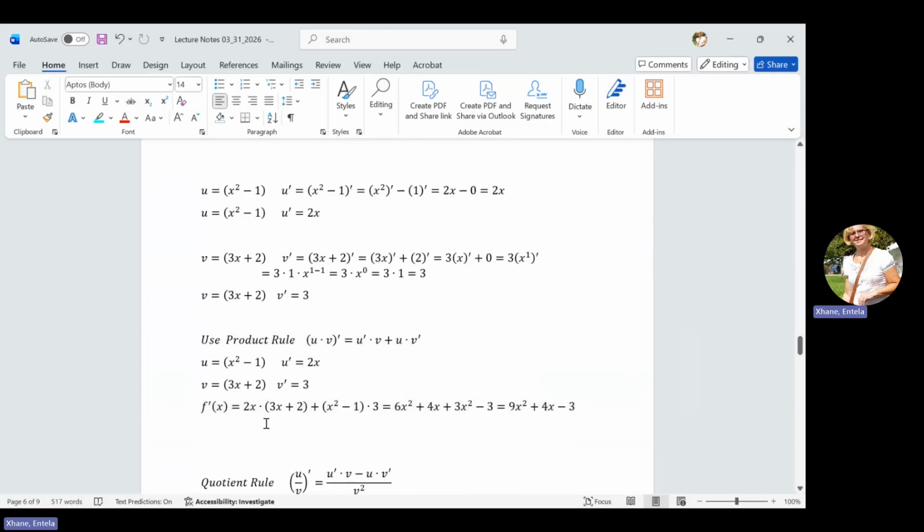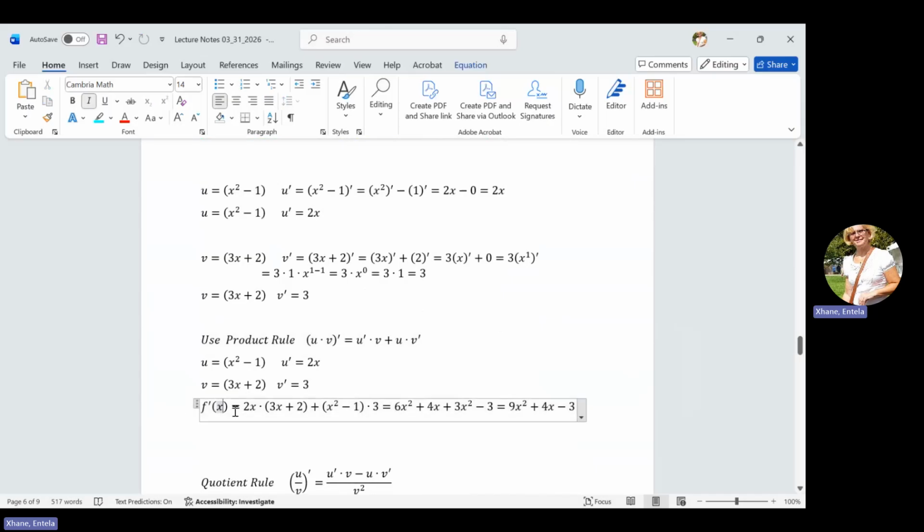So what are the algebraic skills that I need? An excellent distribution of 2x over 3x plus 2. So 2x times 3x. 2 times 3 is 6. X times x is x squared. So that's 6x squared. Be very careful with the signs when you distribute. 2x times 2 is 4x positive. And now I'm distributing 3 over x squared minus 1. So I get 3x squared minus 3. And combine like terms. 6x squared plus 3x squared, 9x squared plus 4x plus 3 minus 3. And that's going to be the final.